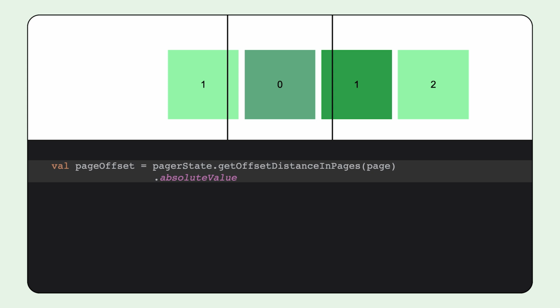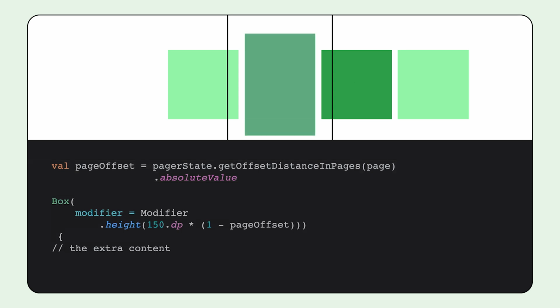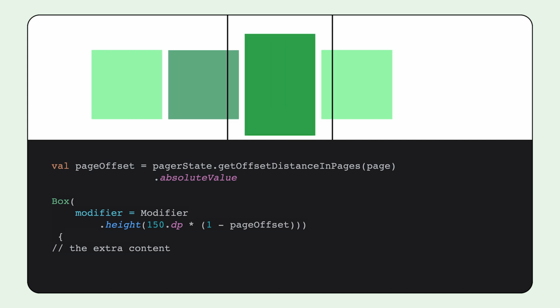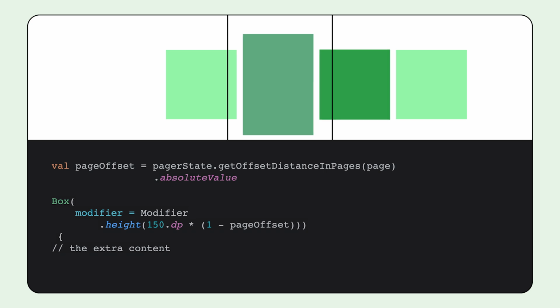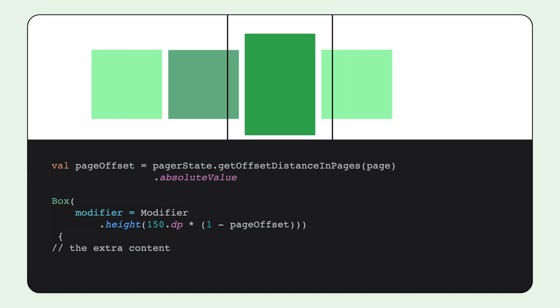This information can now be used to apply different transformations. For example, we can change the height of the composable by taking it in as a fraction of the content size. And as the page moves into the non-snapped position, we can see it decreases in size, and the item coming into view increases in size.